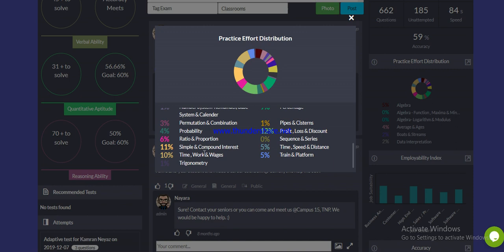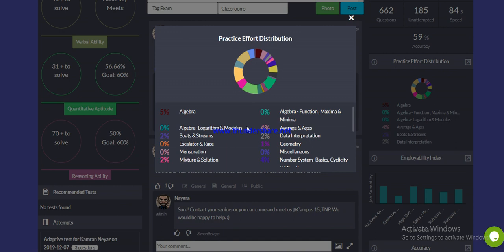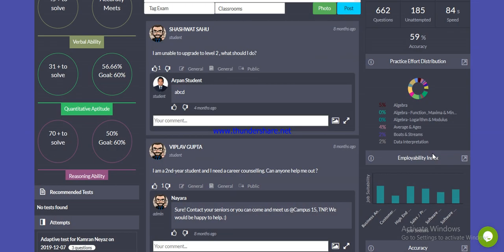So 10% of their total effort has been put on these topics. But other topics like algebra and logarithms or algebra functions, here the student has not attempted a single question. That is, the practice effort distribution is 0%. So this is how students can identify in which topics they are mainly exploring and what are the topics that are left out.